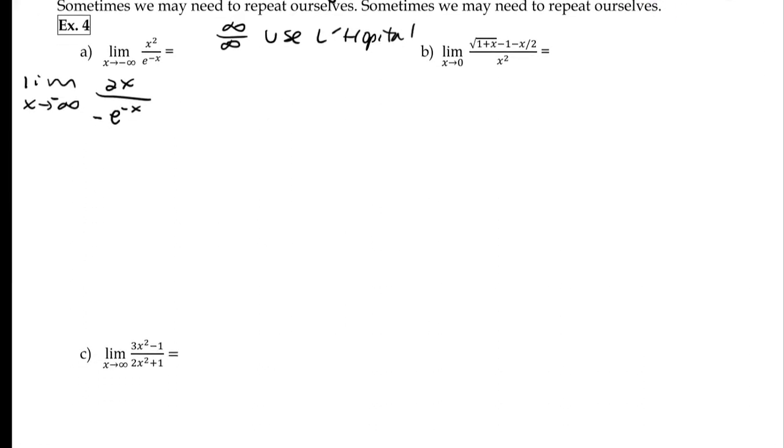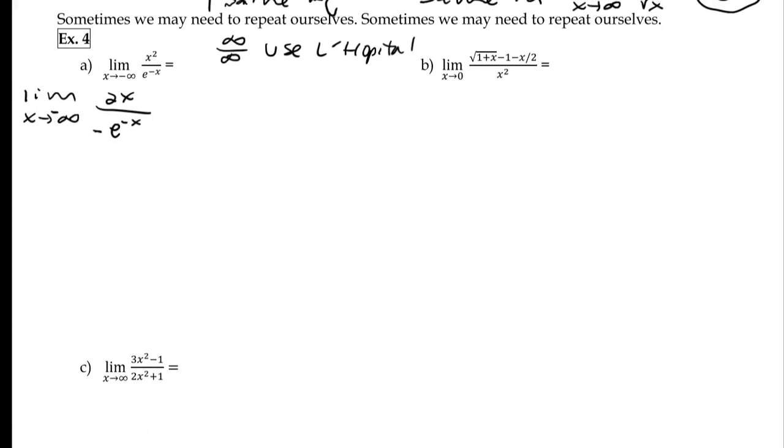Here we still have x's everywhere. Let's go ahead and see what happens. Go ahead and sub in negative infinity. So in the numerator, we're going to get 2 times negative infinity, which is negative infinity. On the bottom, we have a negative here, so we're going to have a negative. Then, if you sub in negative infinity here, the negatives cancel and you get infinity. And what's e to the infinity?